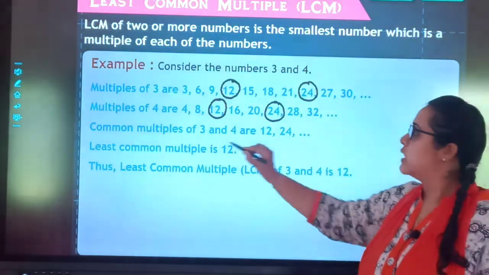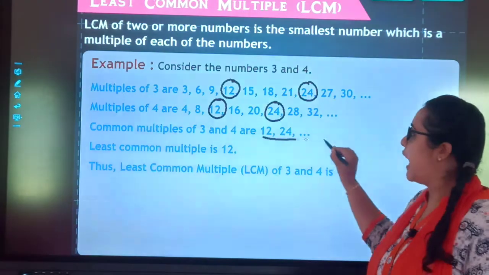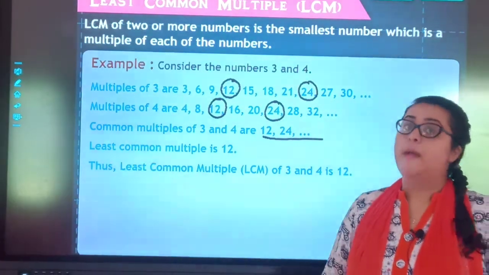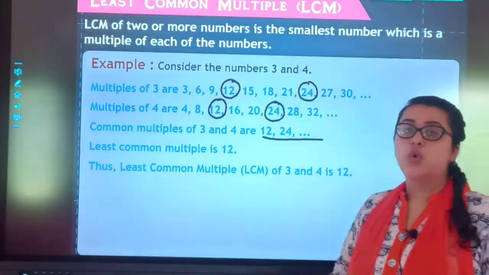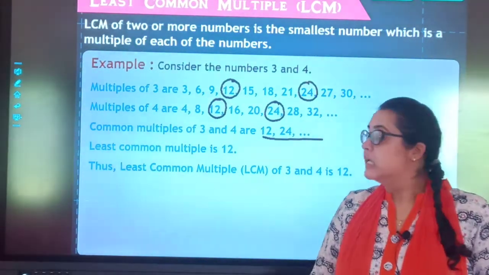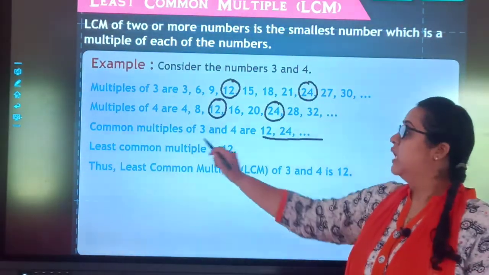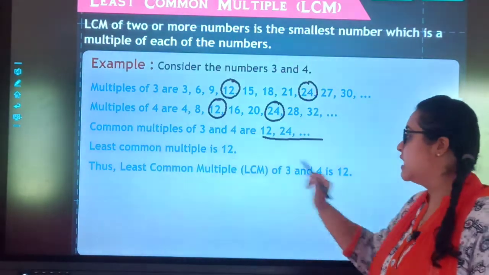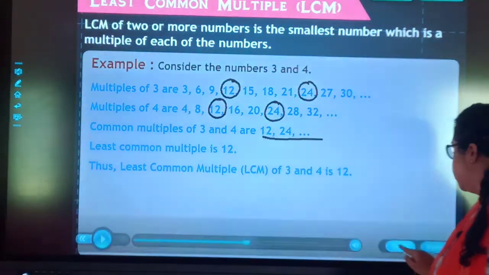Okay students, the common multiple of 3 and 4 are 12 and 24. But out of these two, which one is least or which one is smaller? 12. So my answer will be least common multiple is 12. Okay students.